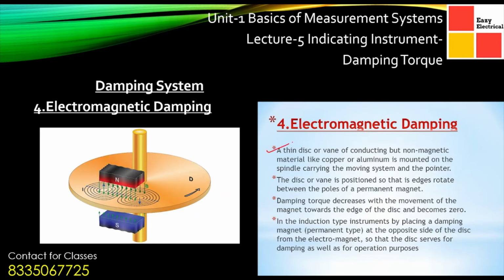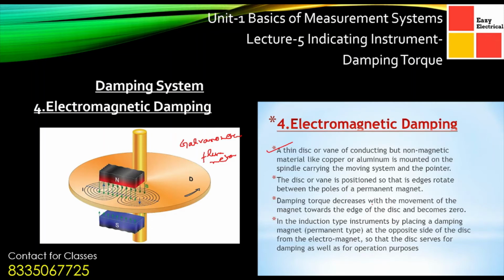A thin disc or vane of conducting but non-magnetic material like copper or aluminium is mounted on the spindle carrying the moving system of the pointer. Basically, this method is employed in galvanometers and flux meters. Just these 2 points you need to keep in mind. Another 3 points are noted here. First of all, the disc or the vane is positioned so that the edges rotate between the poles of the permanent magnet, as you can see.